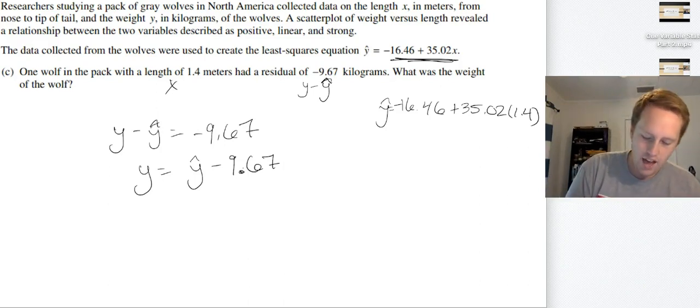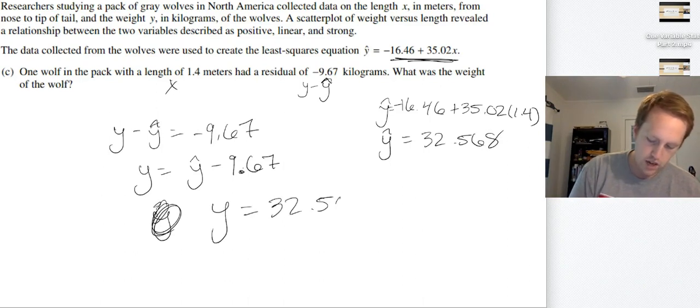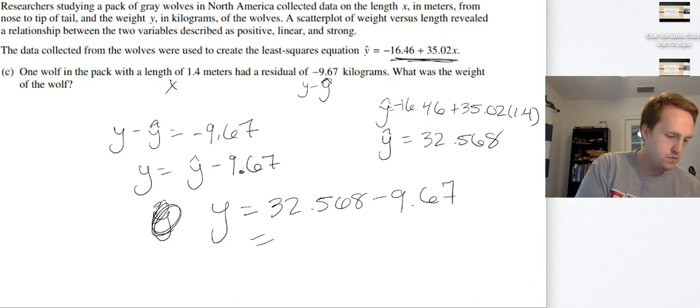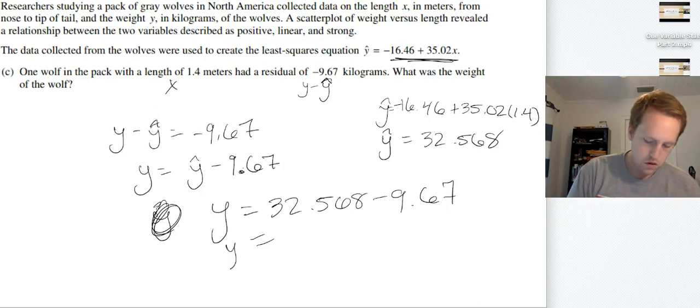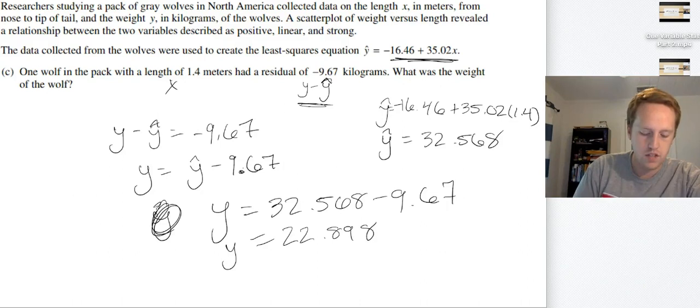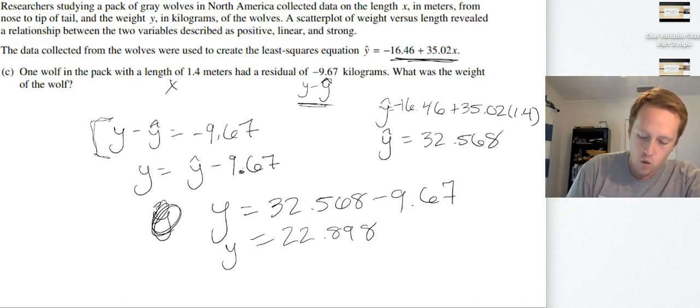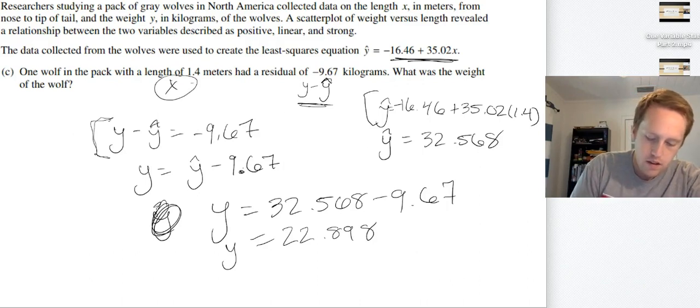Plus 35.02 times 1.4. So my y hat is 32.568. So then I can do this. y equals 32.568 minus 9.67, and that's y equals 22.898. So let me recap that. I knew the residual, y minus y hat, was negative 9.67. That's what this whole thing is. I knew that if I could figure out what y hat was, it was just an algebra problem. So I figured out y hat by plugging x into this.